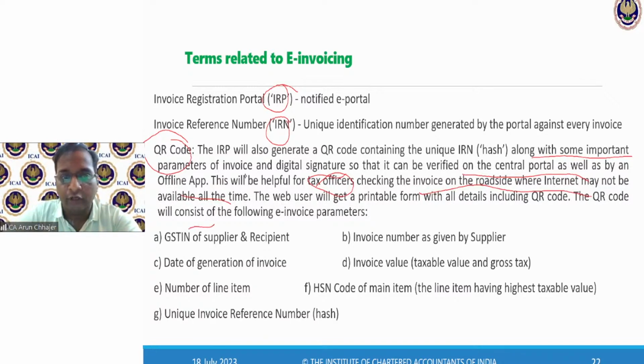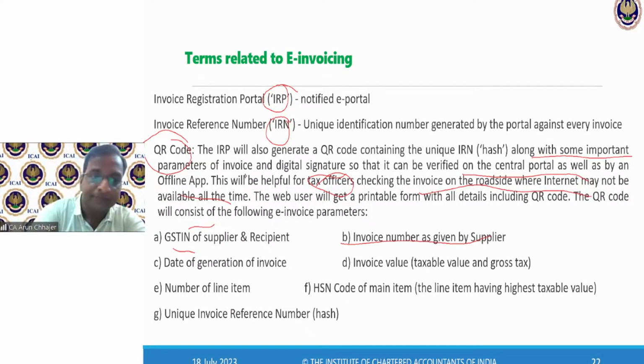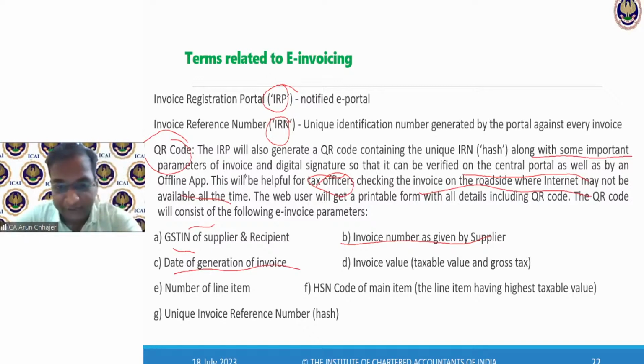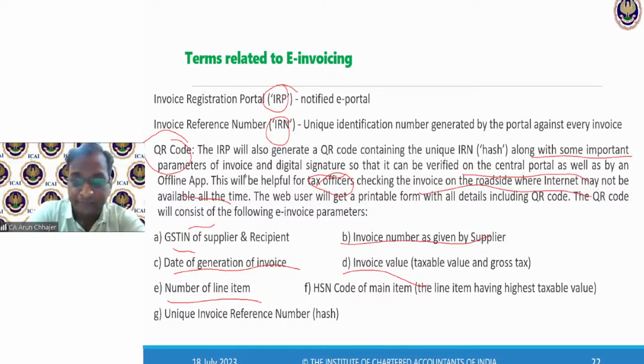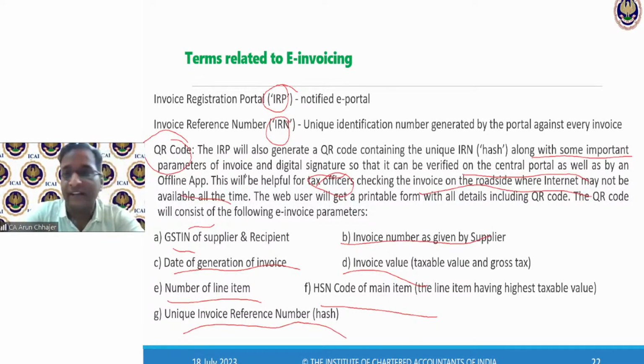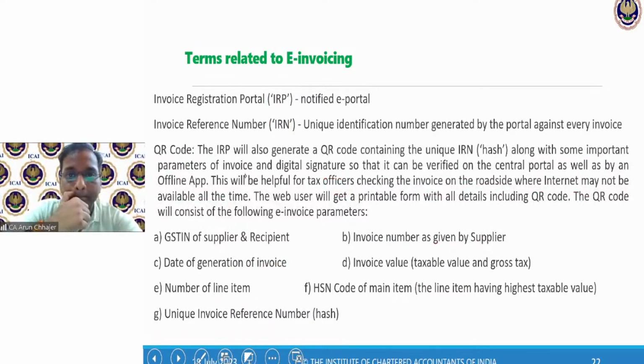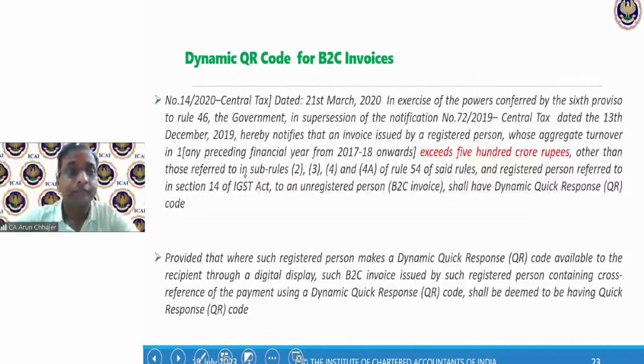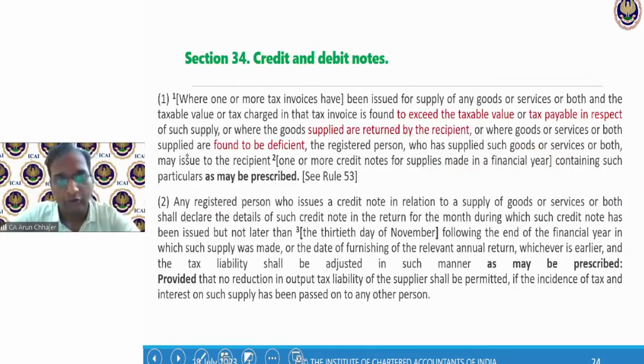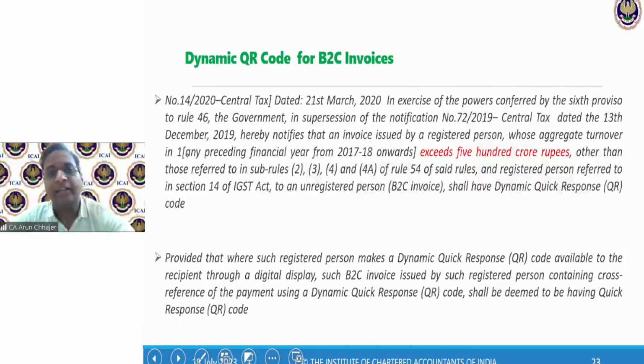So the QR code consists of the following parameters: GSTN of the supplier and the recipient, invoice number as given by the supplier, date of invoice, value, number of line items, HSN code of the main item, and the unique invoice reference number, IRN. These would be the parameters of the QR code. What is the dynamic QR code? We will discuss. Only one line I'm telling you.